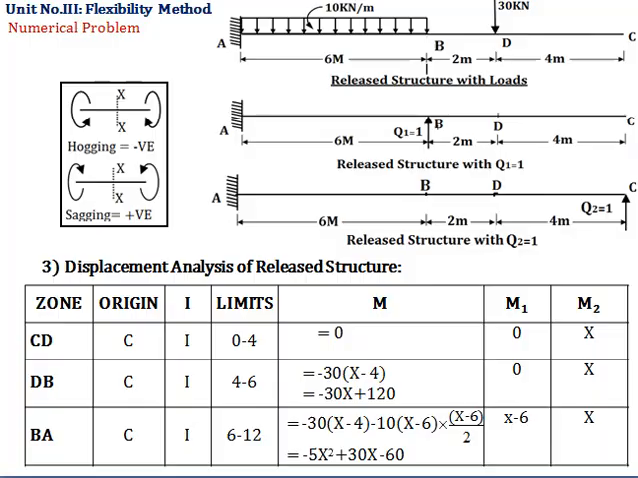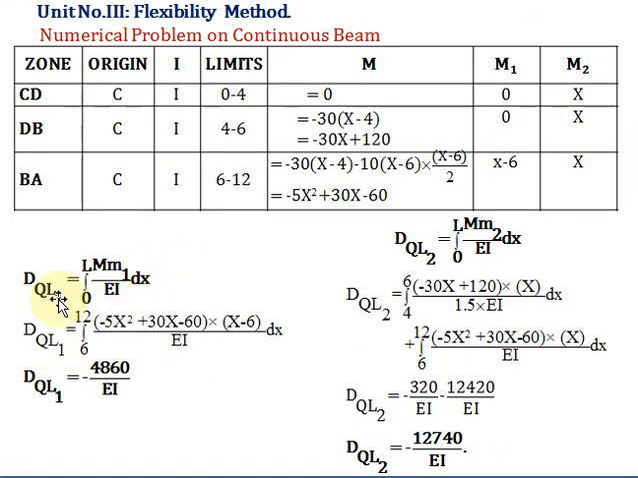Okay. Now we'll see the delta_k_L1. Delta_k_L1 is nothing but integration 0 to L of m into m1 upon EI. So here for the first two terms the value of m1 is 0. So here for the third term, that is for zone BA, the value of m is minus 5x square plus 30x minus 60, into m1 value which is x minus 6. The value of EI is 1. Okay, and limit is 6 to 12. If we solve this, we'll get the value of delta_k_L1 equal to minus 4860 upon EI.